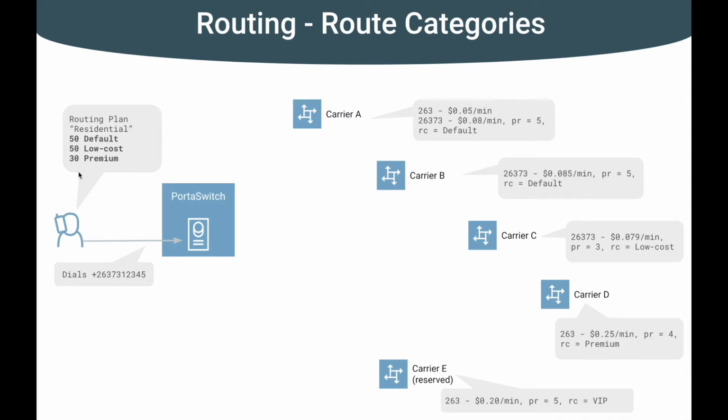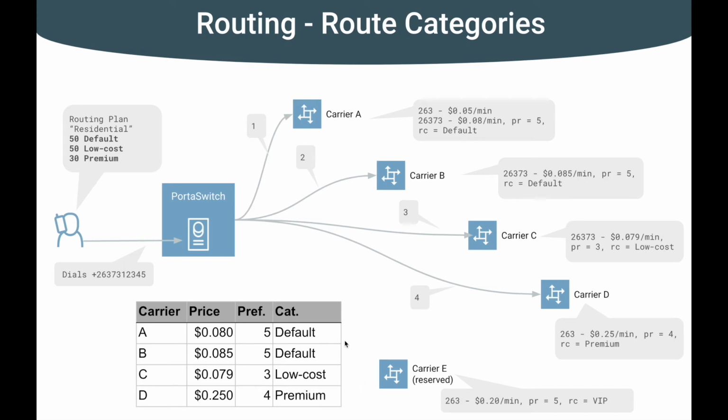Routing plan is a portability entity that defines how we route calls from a particular group of customers. Our routing plan for our residential customers is going to look like this. Priority 50 for our default routes, priority 50 as well for our low-cost routes, and priority 30 for our premium routes. This is how our routing list is going to look like.